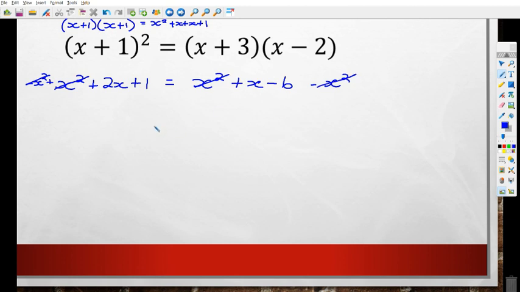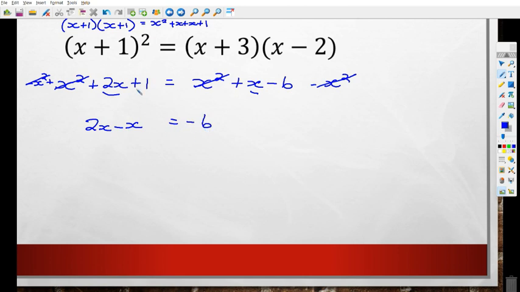Fantastic. Now, I still have x's. So I'm going to take all my x's to one side and all my numbers to the other side. If I've got 2x here, I'm left with 2x. Then I'm going to take this across, or I'm going to minus x on both sides. So it's going to be minus x there. That x is going to cancel. And then I'm left with a minus 6.